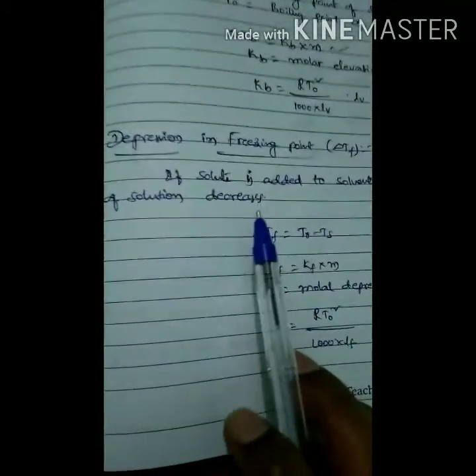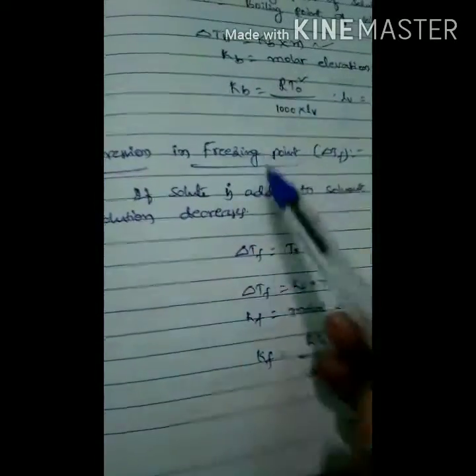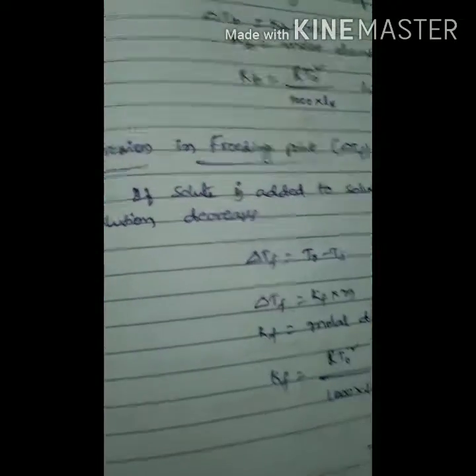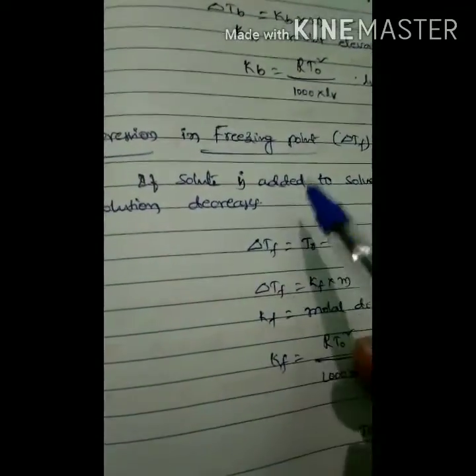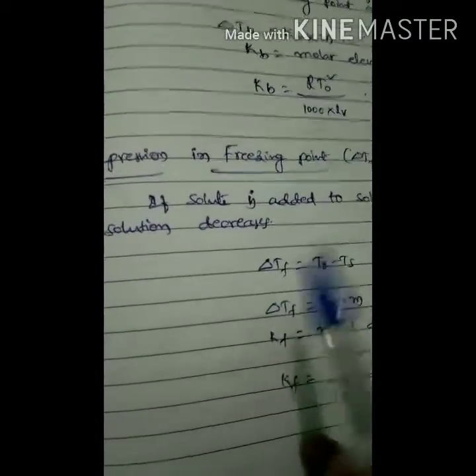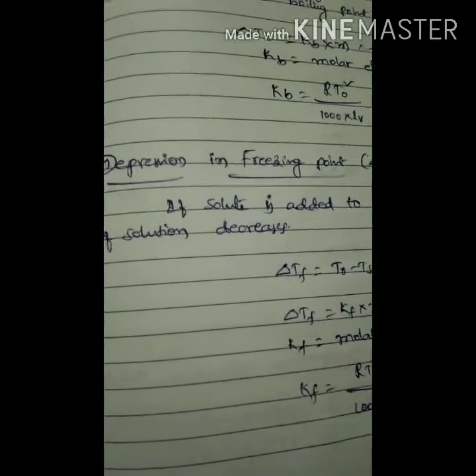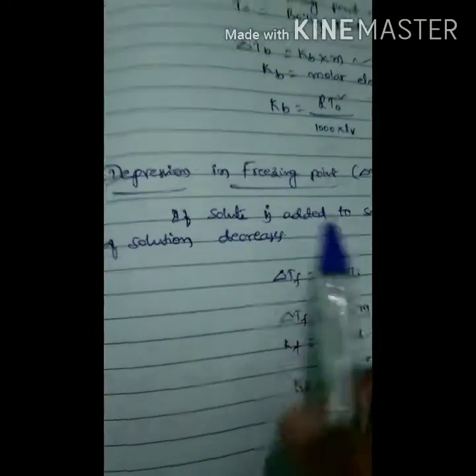Now the topic, next one, is depression in freezing point. Before that we should know about what is freezing point. Freezing point means the temperature at which liquid is converted into solid. That is called freezing point. The temperature at which liquid is converted into solid is called freezing point.